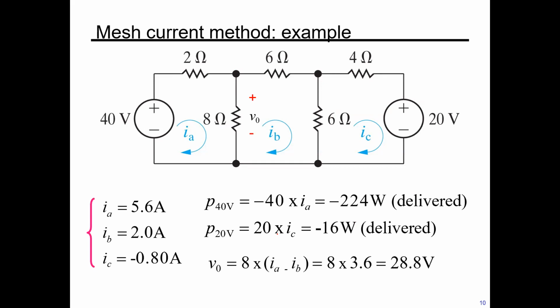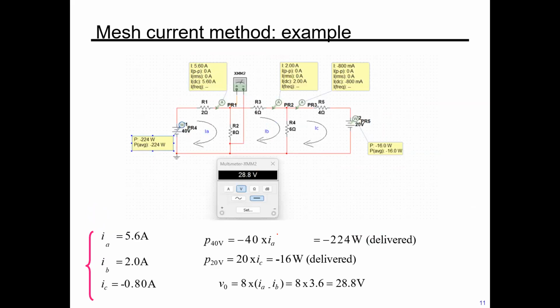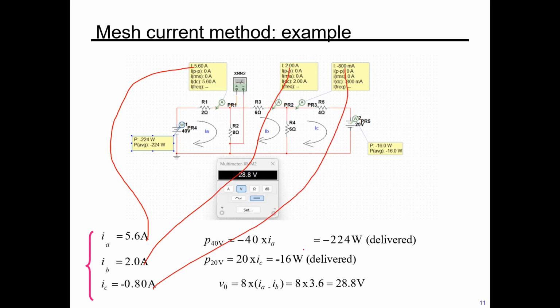Then we can calculate the power across each. I have also measured the current across each branch. As you can see, 5.6 is this, 2 amp is this one, and IC is this one, 800 milliamp, or minus 0.8 amps. And then of course the power for each is here. The power across here is minus 224. The negative means it is delivering or providing power.